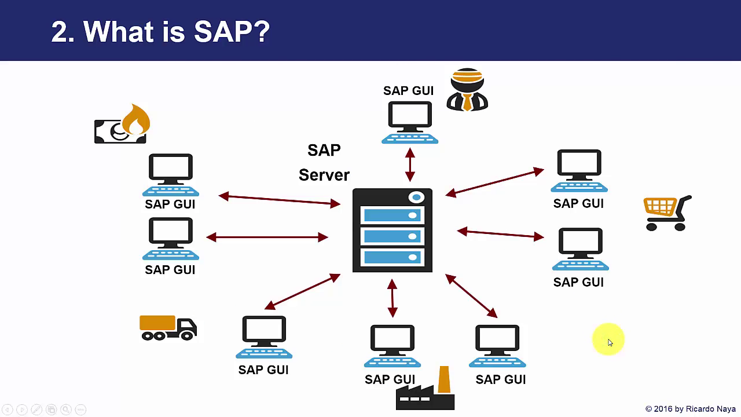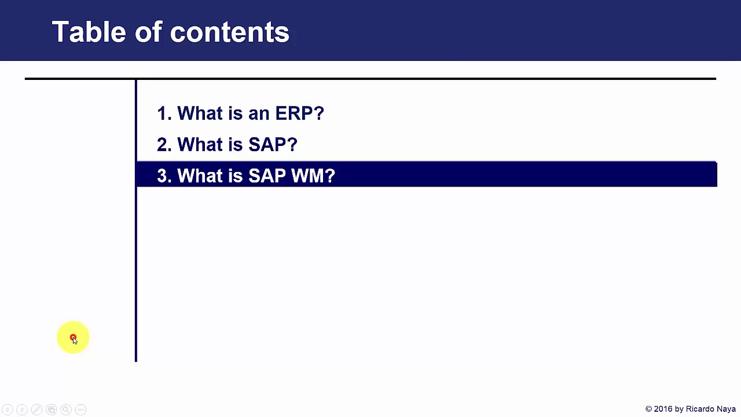This is the architecture of SAP. We are going to have a central SAP server, and from each of the different departments, each user is going to have installed on his computer the SAP graphical user interface, which is a program that allows connecting to the SAP server and interchanging information. So we can have different functions such as FI, administration, purchasing, production, sales, etc.